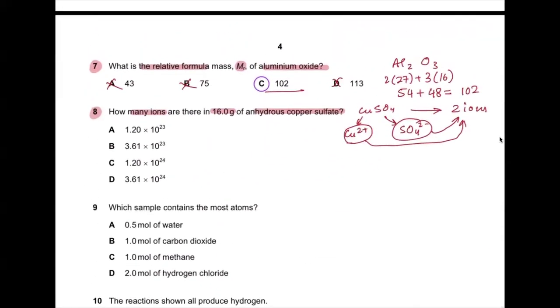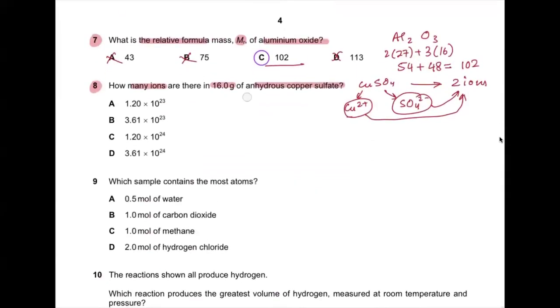It's 64 and sulfate is 96. So CuSO4: Cu is 64, plus SO4, S is 32 and 4 oxygen is 64 again. So 64 and 64 is 128, 128 plus 2 is 130, and 130 and 30 is 160. Is it 160? Can anyone confirm me?